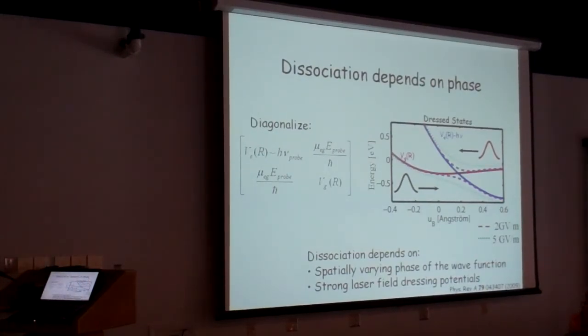So this model beautifully captured the dynamics that we saw and makes it explicitly clear that the dissociation depends on the strong laser field dressing the potentials, and it depends on the spatially varying phase of the wave function. This is not the only example, this is just a simple example that I knew from my own research that shows you that the spatially varying phase, or the phase of a wave function, can matter, not just its probability amplitude.